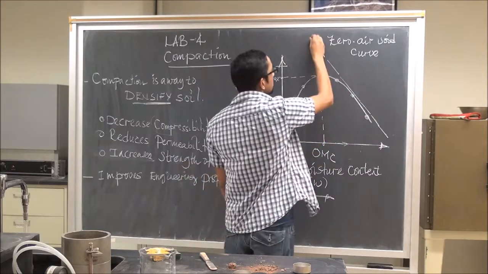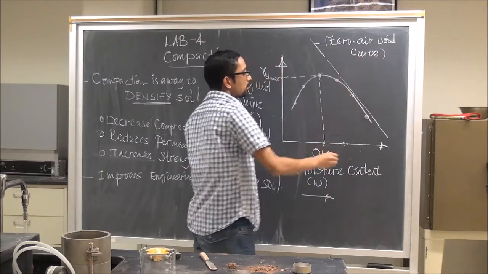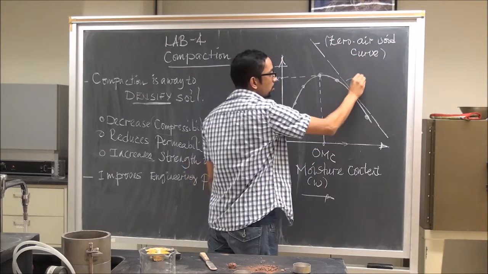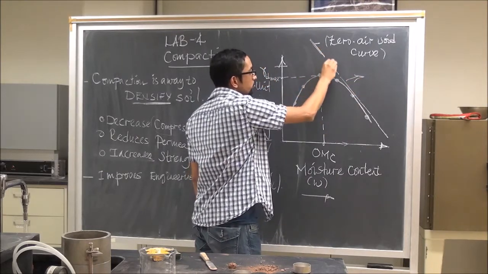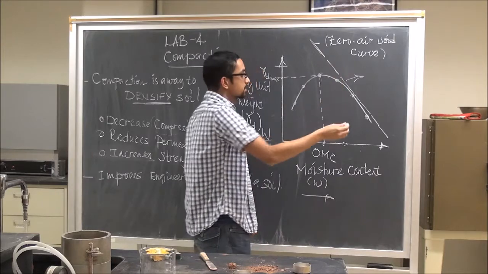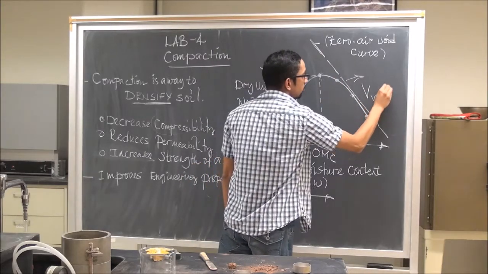As you can see, there is one line called the zero air void line, which means beyond this line there won't be any data points. And this is the line which corresponds to the maximum saturation or 100% saturation. So all the volume of voids is filled with volume of water.